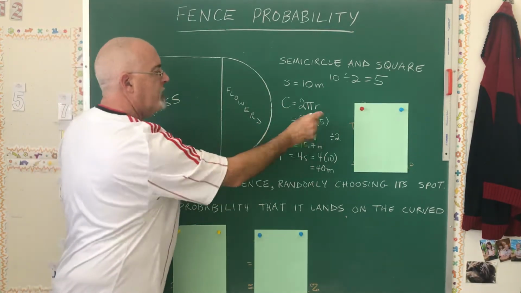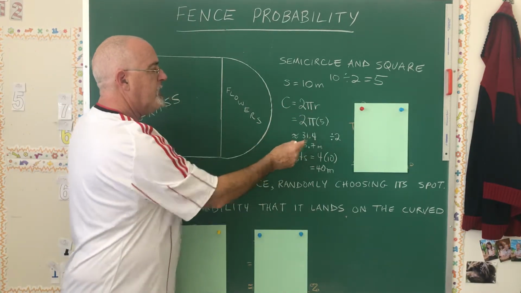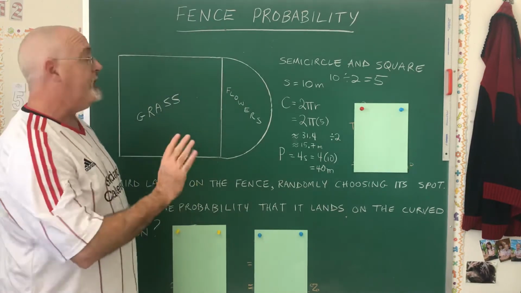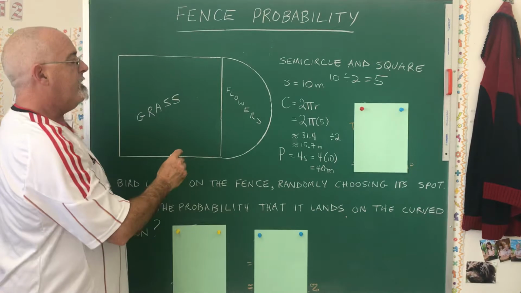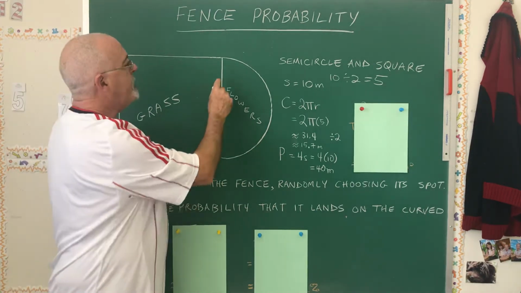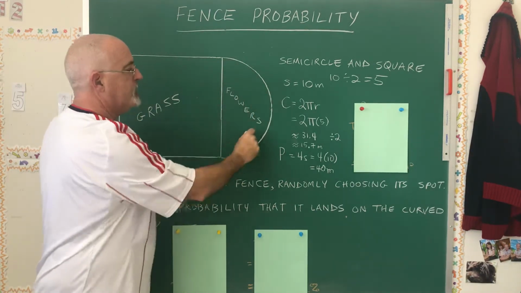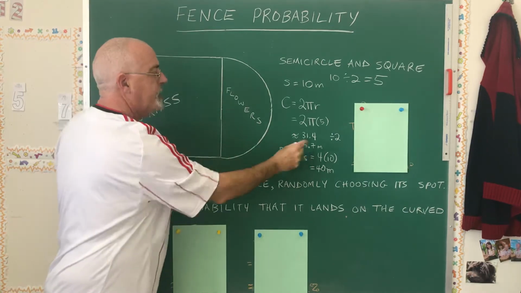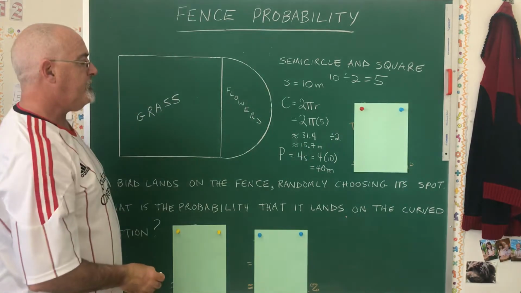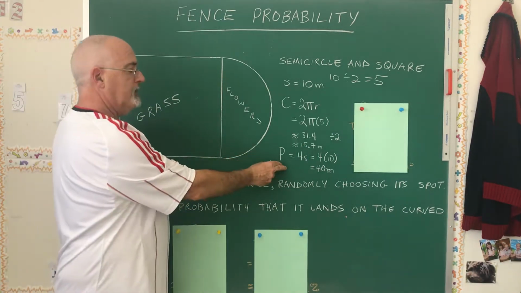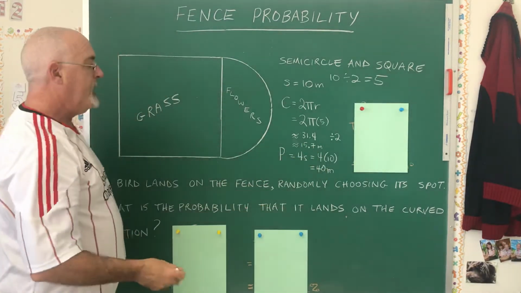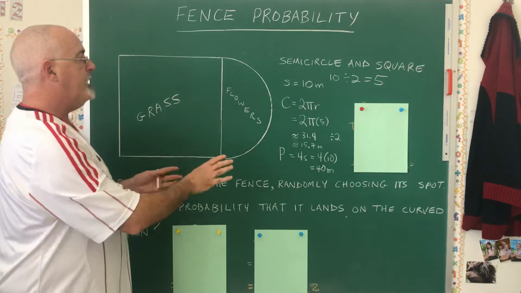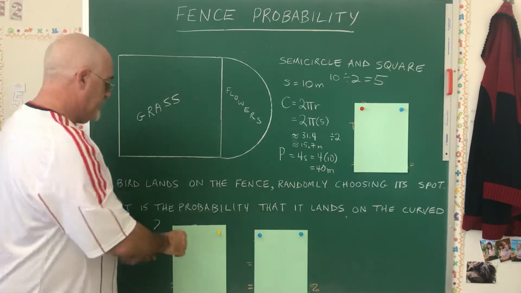We plug in our 5, we get our answer, which is approximately 31.4, but because it's a semicircle, we have to divide that by 2, and the perimeter of the semicircle, half the circumference, is 15.7 meters. The perimeter of the square is a little faster. It's 4 times the side length, so it's 4 times 10, it's 40 meters. Now we have the information we need so that we can answer our probability question.